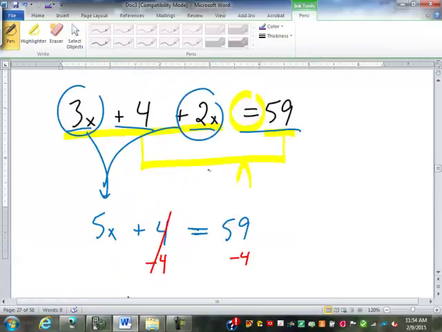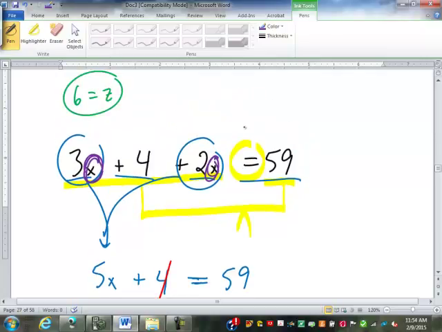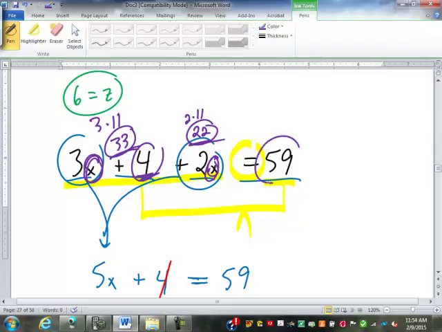Once again, if you wanted to, you could come back here and replace x with 11. X appears twice, so make sure you replace both of them. So 3 times 11 is 33. 2 times 11 is 22. 33 plus 4 is 37, plus 22 is 59. So that works out.